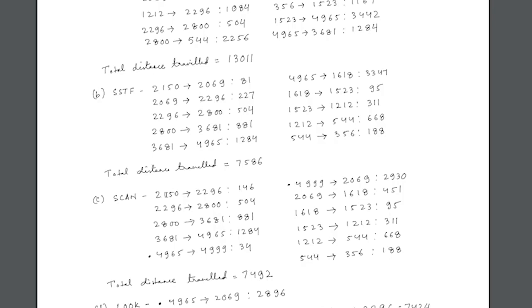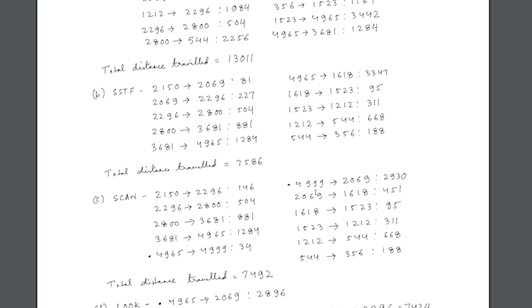So the next smaller number is the one that is going to get serviced, because the rest of them, anything bigger than 2150, has already gotten serviced when the disk heads moved from left to right. Now they're going from right to left. So from 4999, it is going to go to 2069. And in doing so, we have 2930 cylinders that got traveled.